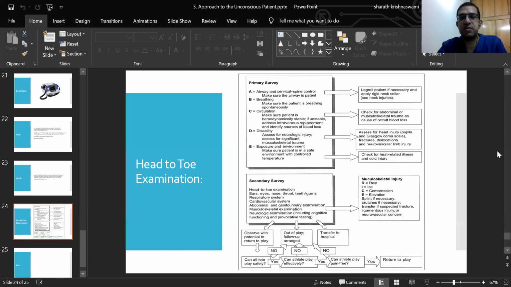This speaks about what is known as a head-to-toe examination. It is divided into two segments, that is the primary survey and the secondary survey. The primary survey contains all that I have taught you in this class, which is ABCDE. A stands for the airway and cervical spine control to make sure that the airway is patent. Log roll is a procedure by which you identify whether the patient has had a cervical spine injury or any spinal injury.